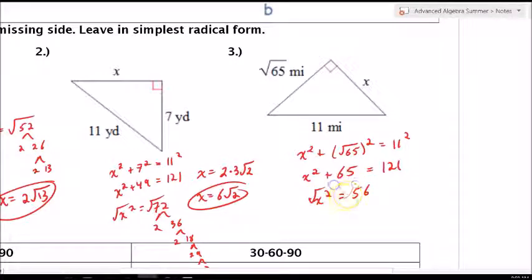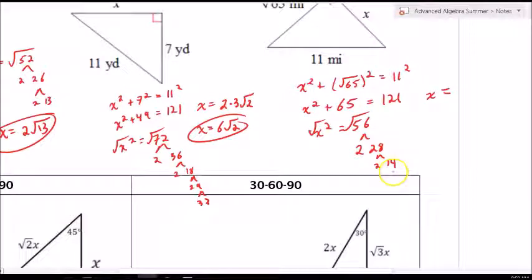And then if we square root it and break it down, so that's 2 and 28. Give me 2 and 14, and 2 and 7. So I can take out a pair of 2s, and I'm left with a 2 and 7 on the inside. So that would be x is equal to 2 square root of 14.